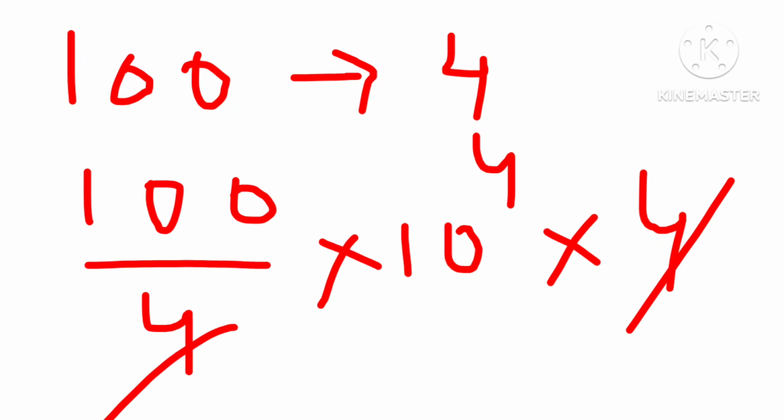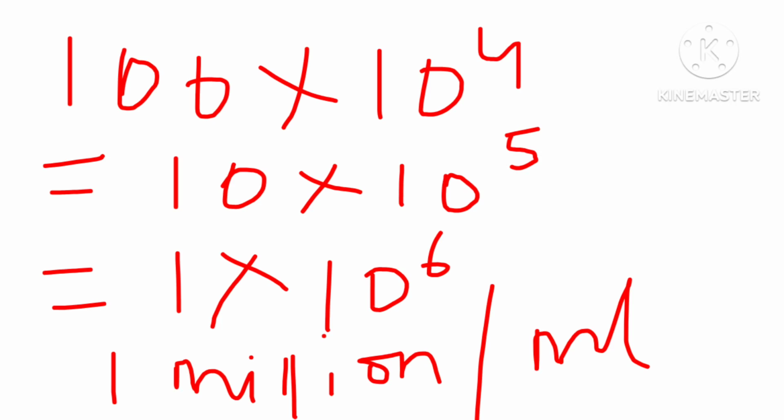So I'll be getting a value of 100 into 10 to the power of 4, which can also be written as 10 into 10 power 5 or 1 into 10 power 6, which means 1 million cells are present per ml. As I told you earlier, I have a T25 flask with 5 ml of cell suspension, which means I have 5 million cells in 5 ml of solution.